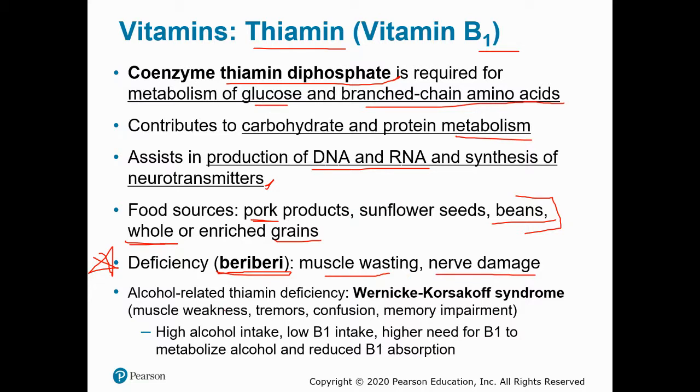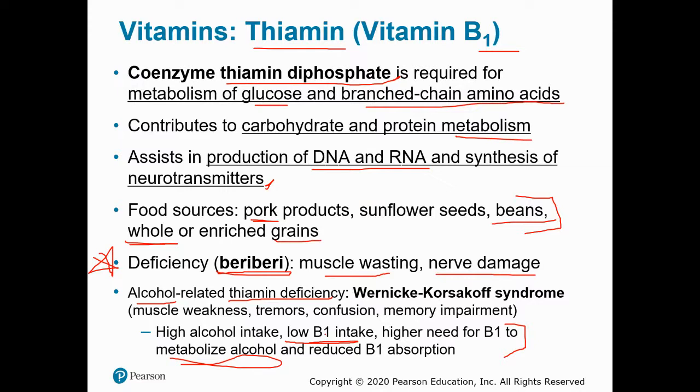There's a secondary thiamine deficiency disorder called Wernicke-Korsakoff syndrome. You'll see similar symptoms: muscle weakness, tremors, confusion, and memory impairment. But this is really an alcohol-related thiamine deficiency. So it occurs when there's excessive alcohol intake over a prolonged period of time, and it leads to a deficiency of B1, because B1 can be used to support alcohol metabolism.